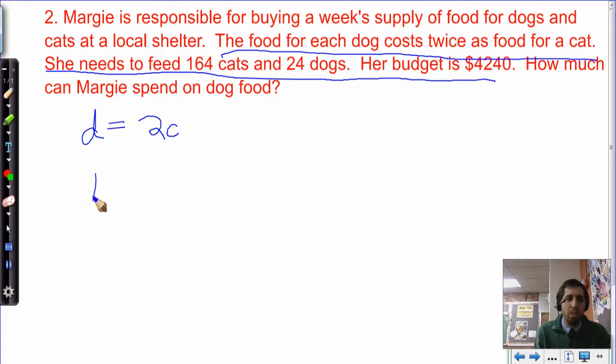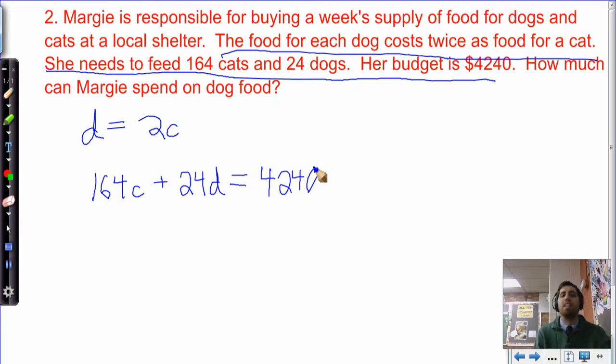So she needs to do 164 times the price of cat food, and she needs to do 24 dogs times the price of dog food. And we know that when she spends all that money, her total cost is going to be $4,240. Now, this looks pretty annoying.